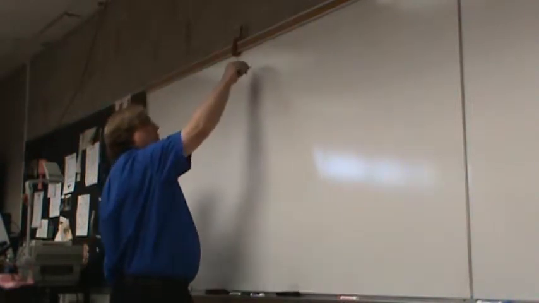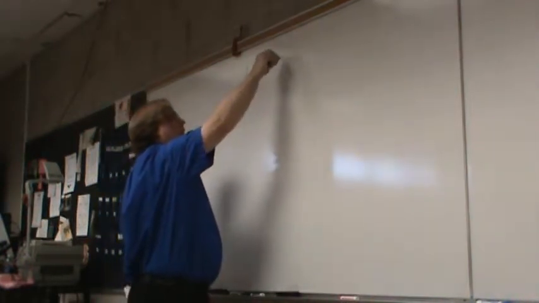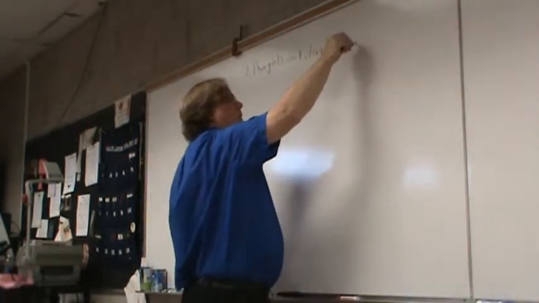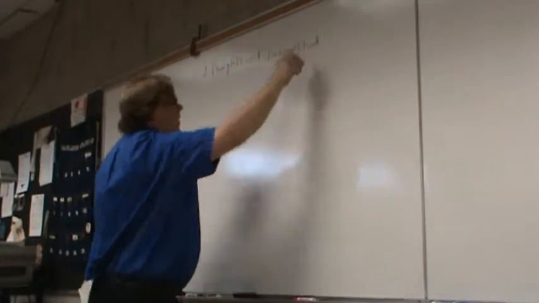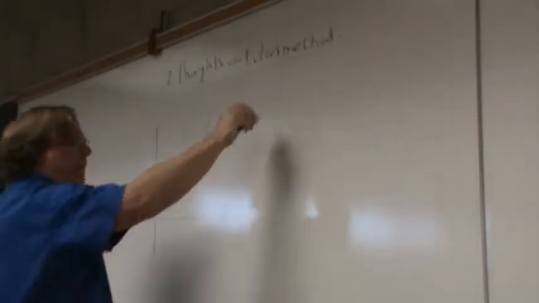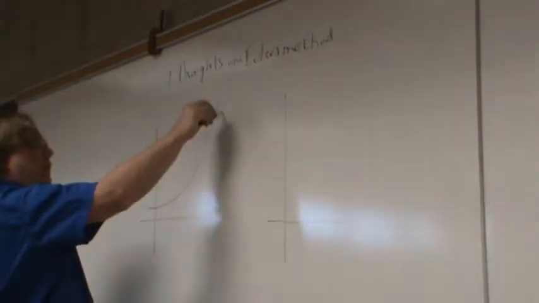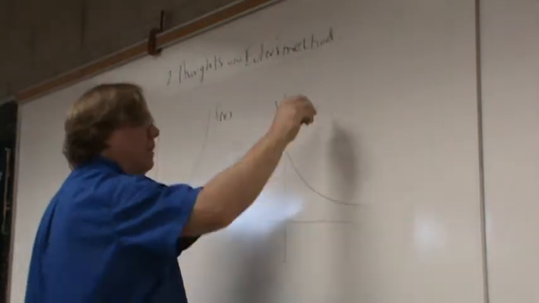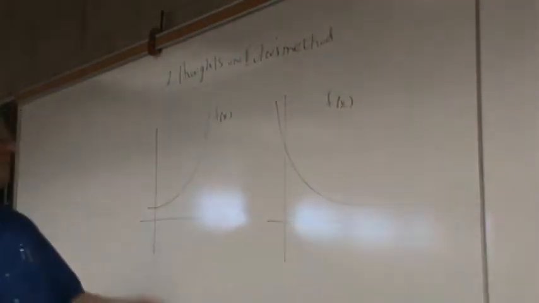Two thoughts on Euler's method. Here's the first thought, okay? I want to remind you that with Euler's method, let's say this is my function f of x, okay? And you'll notice both of these graphs are concave up. One of them is increasing, the other is decreasing.